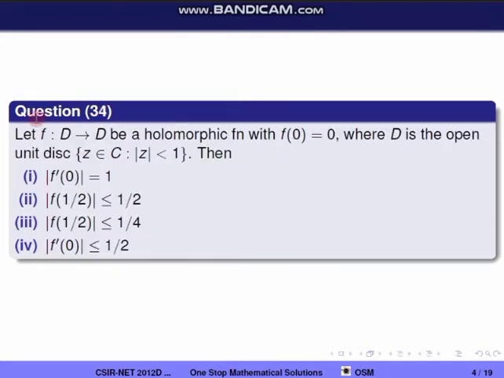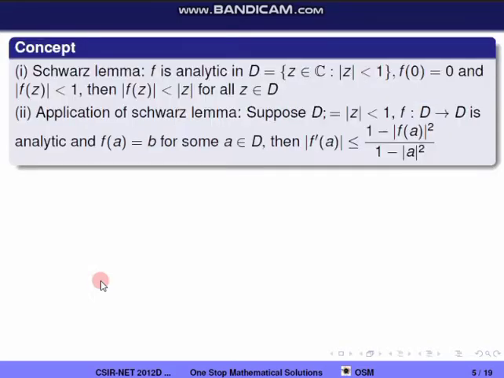Next question, question 34. Let f from D to D be a holomorphic function with f of 0 is equal to 0, where D is the open unit disk, the set of all z in C such that mod z is less than 1. Then, we are given a holomorphic function f here. So we have to check which of the options is correct. So we look into the concepts used. Schwarz lemma. F is analytic in D equal to the set of all z in C such that mod z is less than 1.